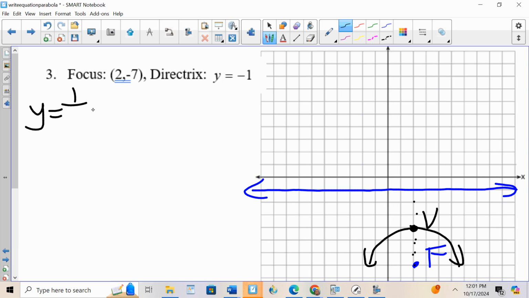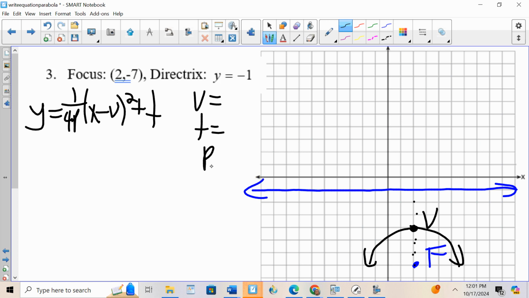y equals 1 over 4p (x minus v) squared plus t. v equals, t equals, p equals. The vertex is (2, -4). So v is 2 and t is -4. P is the distance from the vertex to the focus. It's going down 1, 2, 3. It's opening down, so it's -3.